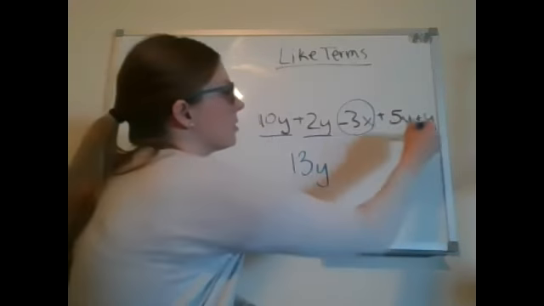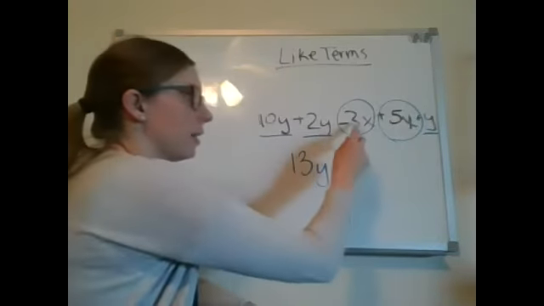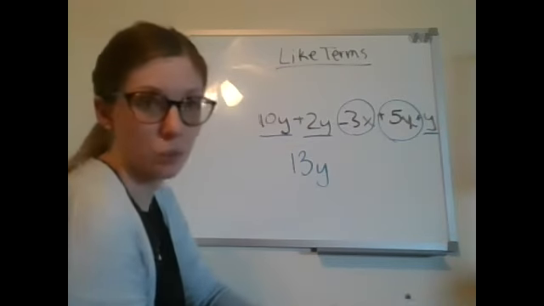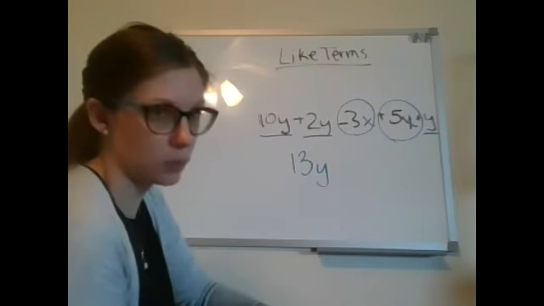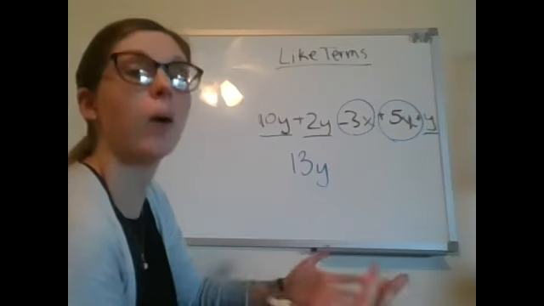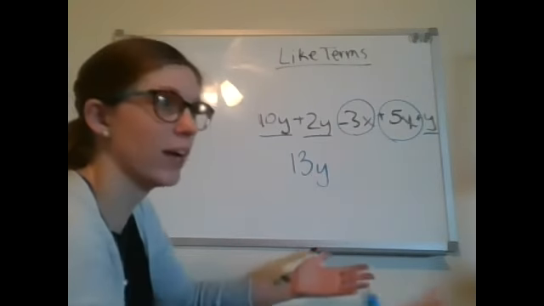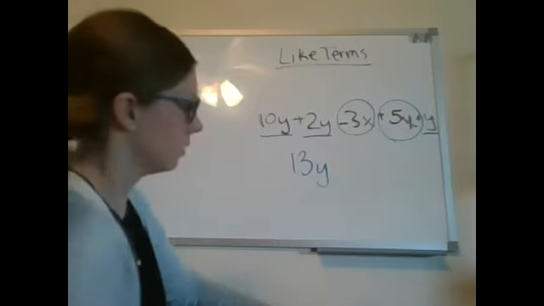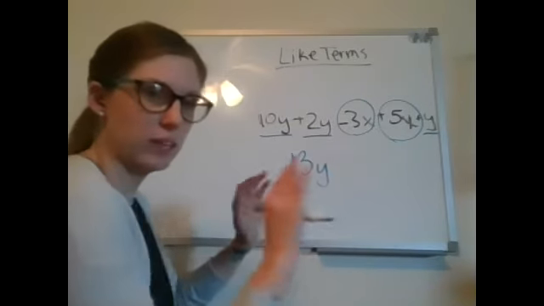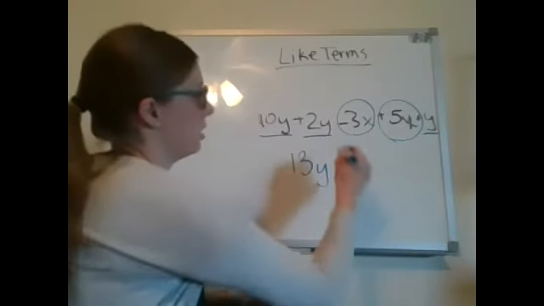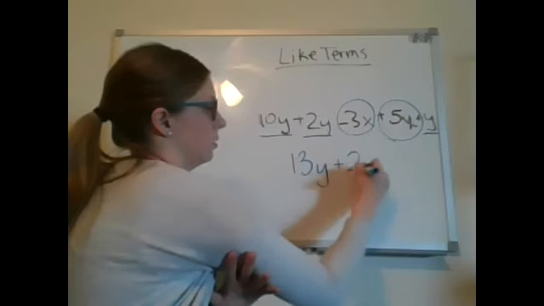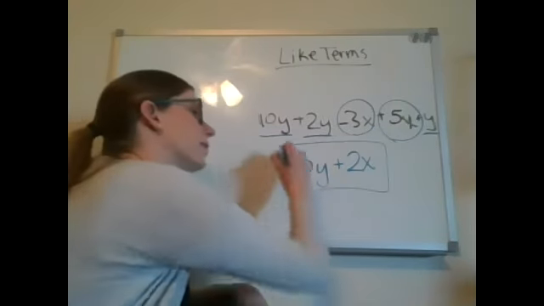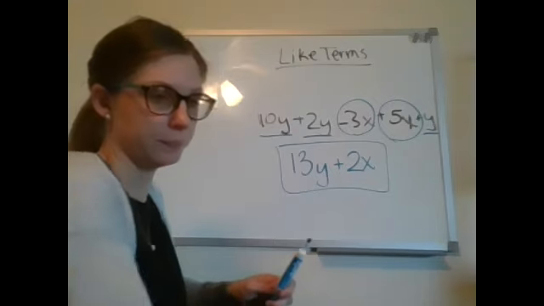So x, negative 3x plus 5x would be positive 2x, okay? You can use calculators. I don't care, however you need to do it. If you have a great understanding of adding and subtracting negative numbers, perfect. But for right now, if you need a calculator, use a calculator. So this would be plus 2x. That is your answer. Okay.